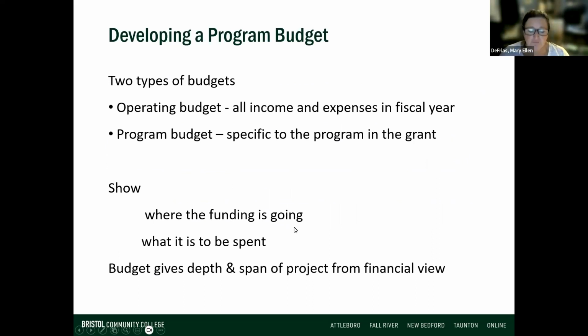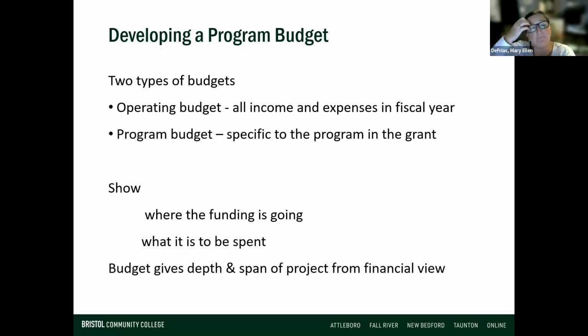So there's two different kinds of budgets that we talk about all the time. The first is an operating budget, and that is what it costs you to actually run your organization or run your business. Okay. The second type is a program budget, and that's specific to a program. I use this slide for my grant class.